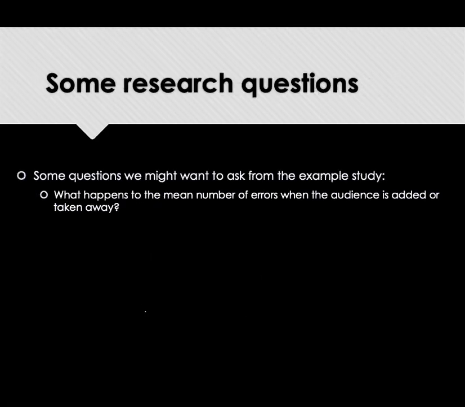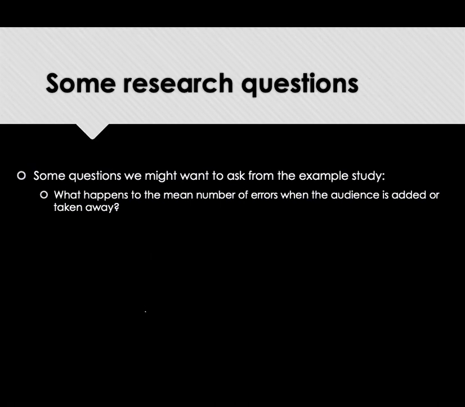Okay. Some questions we might want to ask from the example study. What happened to the mean number of errors, or the average number of errors, when the audience is added or taken away? These are some things that we might be interested in asking and that we could find the answer to with a study like this, a 2-factor factorial design.